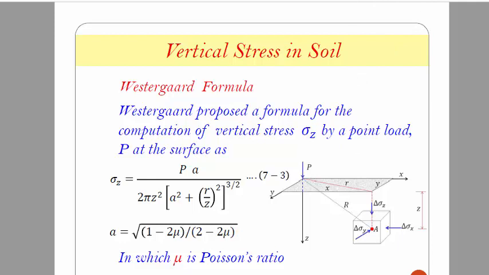Students, this is the Westergaard formula. The Westergaard formula is an advanced version of the Boussinesq formula. Westergaard proposed a formula for computing the vertical stress due to a point load. It comes with the Poisson ratio. Calculate A, which is 1 minus 2 mu divided by 2 minus 2 mu, where mu is the Poisson ratio. For a point load in the Westergaard formula, the equation is P A by 2 pi z square times (A square plus (r by z) square) to the power 3 by 2. Simply put in all the values and calculate.